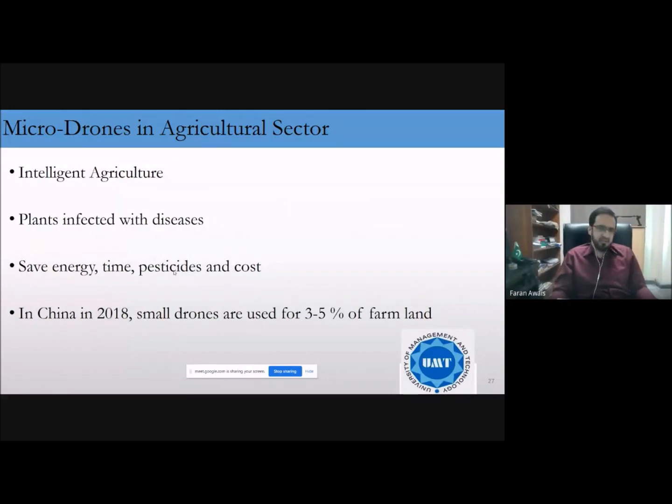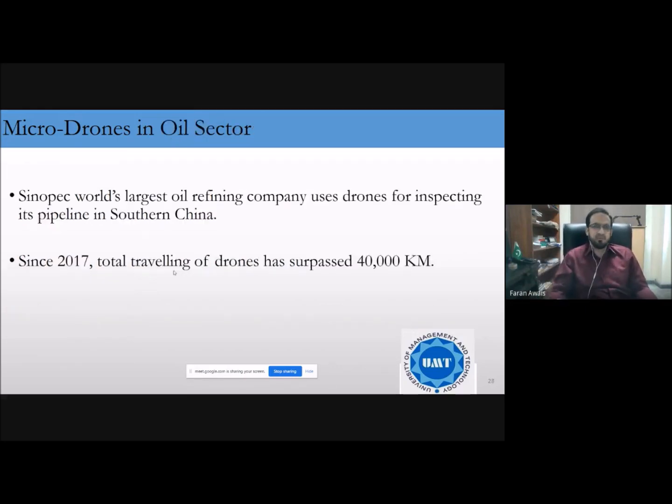If I just talk about China, in 2018, small drones were used for 3 to 5% of farmland. So this number is quite huge, right? Coming to the next, micro drones in the oil sector. Sinopec is one of the world's largest oil refining companies. It uses drones for inspecting its pipelines in southern China. Since 2017, I mean, in the last 4 or 5 years, the total travel of the drones has surpassed 40,000 kilometers. That is a huge distance that the drones have covered in order to inspect the corresponding pipelines.